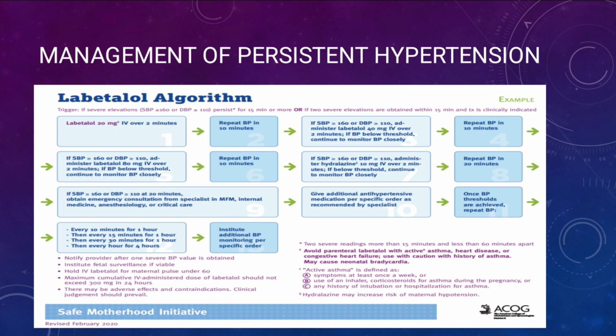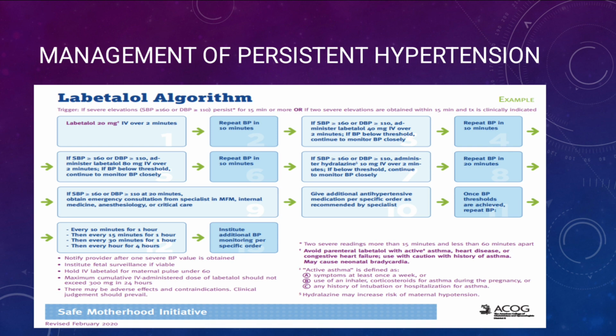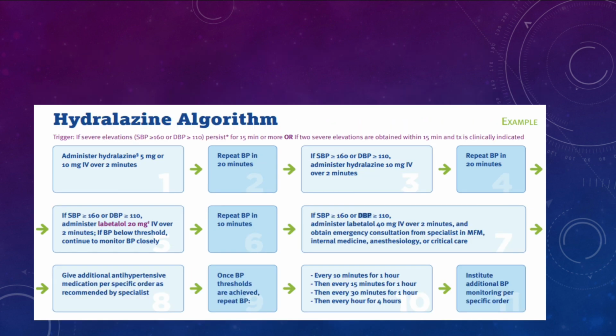Active asthma dependence or any history of hospitalization for severe asthma. You can avoid it in heart disease, asthma, congestive heart failure; use caution in asthmatics. Then for severe hypertension, you can administer 5 mg or 10 mg IV over 1 to 2 minutes.